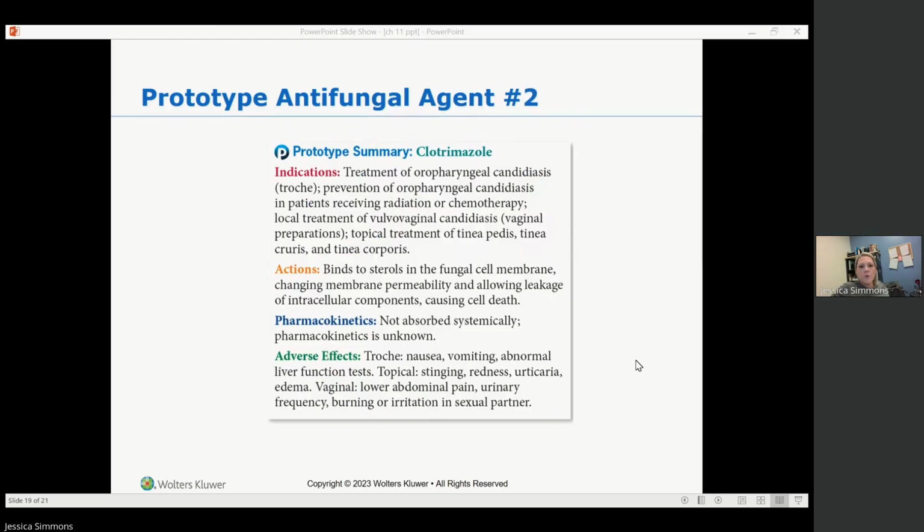Clotrimazole, this is another one of your azoles, okay? Topical: stinging, redness, urticaria, edema. If you're using it vaginally, you could have lower abdominal pain, urinary frequency, burning or irritation in a sexual partner, right? We talked about this. So you want to make sure that your partner is okay, and may need to notify a provider.